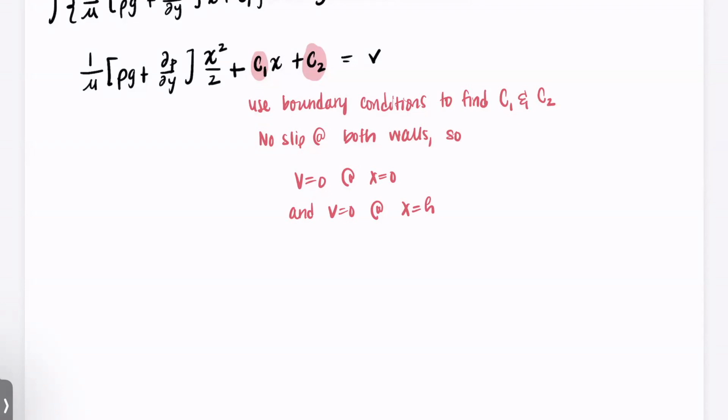Okay, so let's apply these. I'm going to call this boundary condition 1, and this one's going to be 2. So boundary condition 1, if I substitute x equals 0 into here and v equals 0, I just get that C2 is equal to 0.